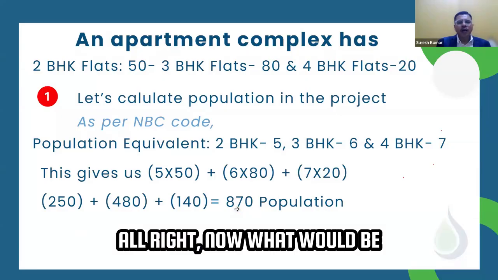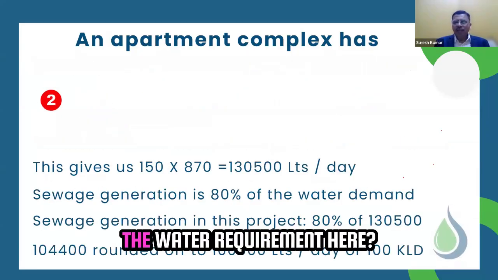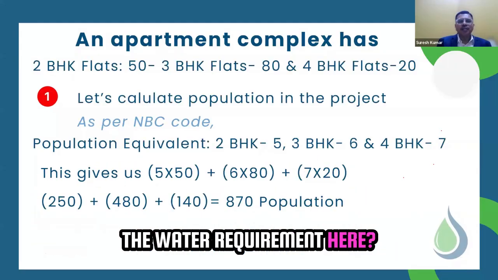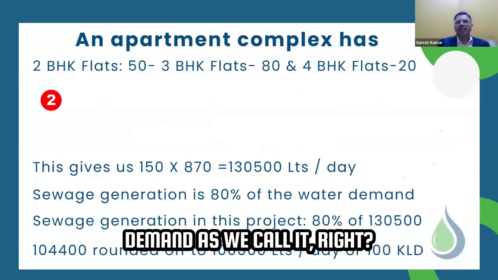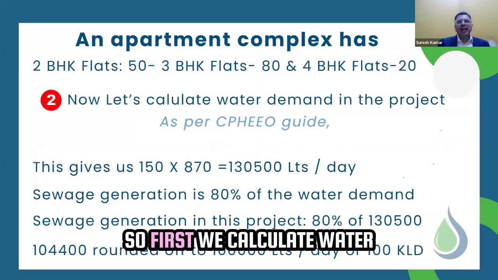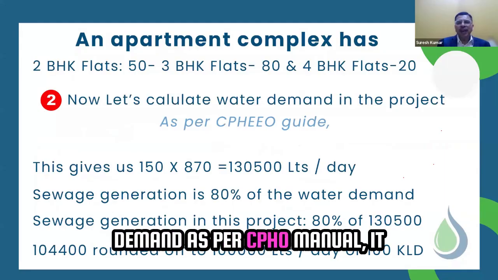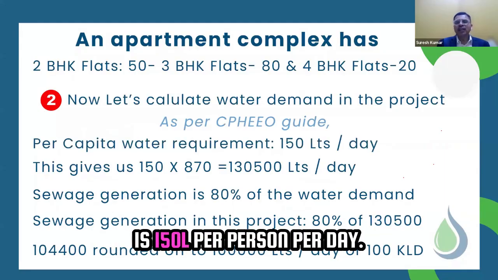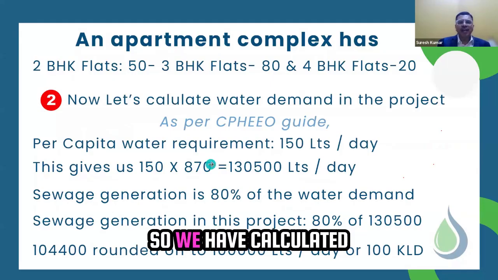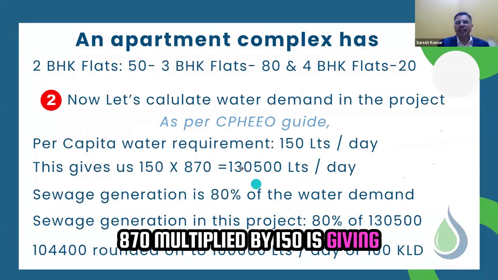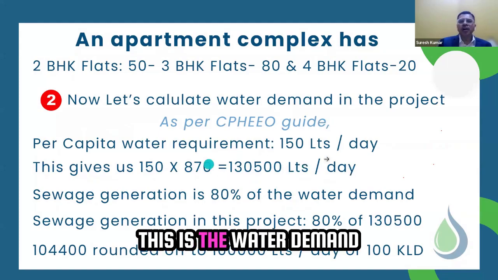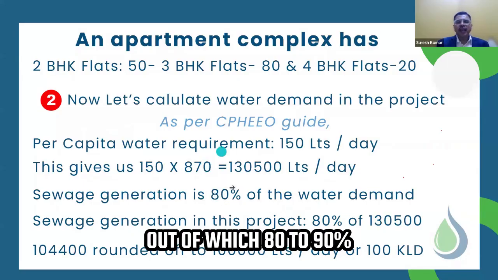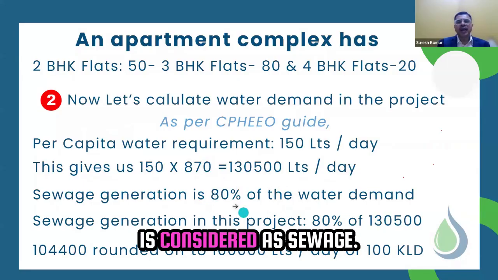All right. Now, what would be the water requirement here? First, we are looking at the water requirement, water demand as we call it. So first we calculate water demand as per CPHEEO manual. It is 150 liters per person per day. We have calculated the population as 870. 870 multiplied by 150 gives us 1,30,500 liters per day. This is the water demand, out of which 80 to 90% is considered as sewage.